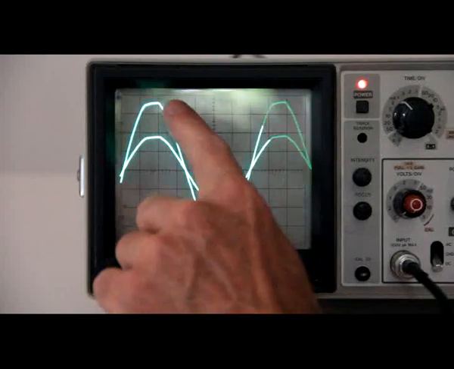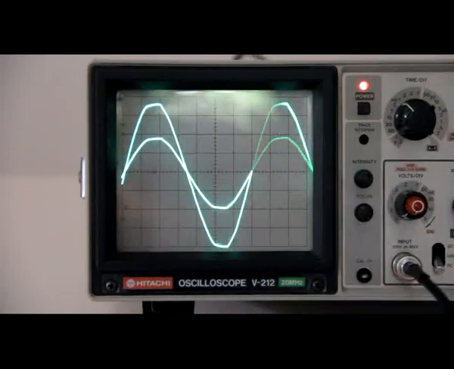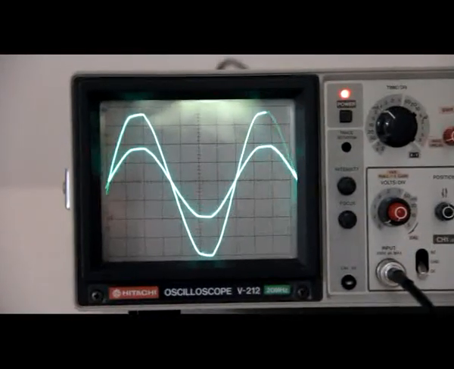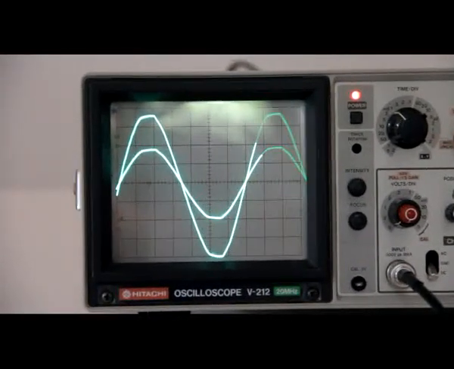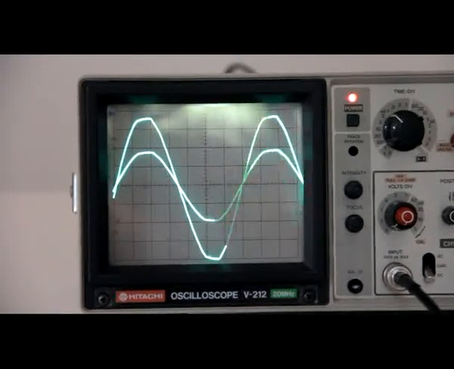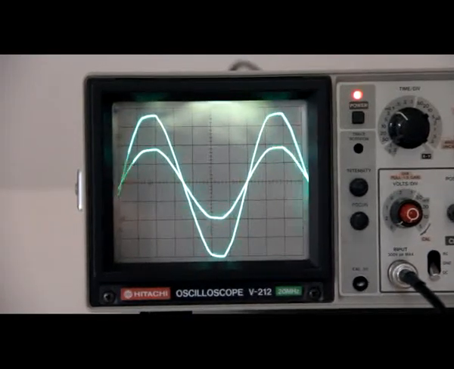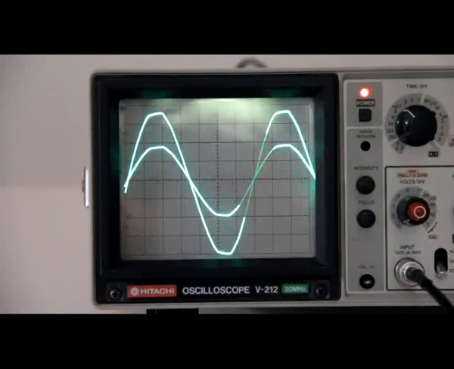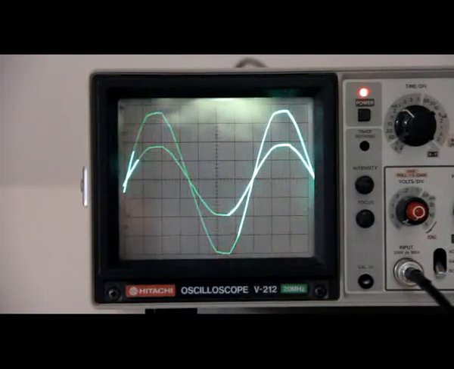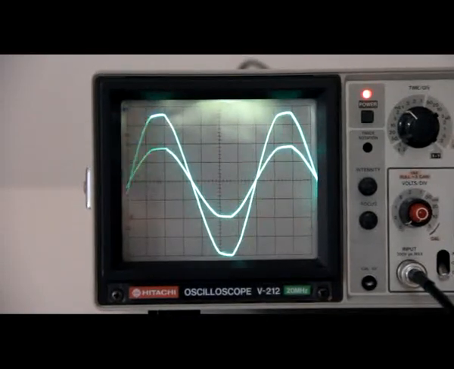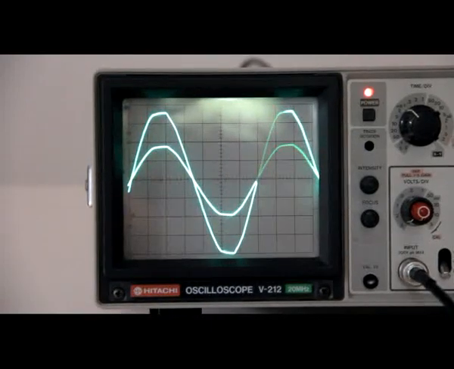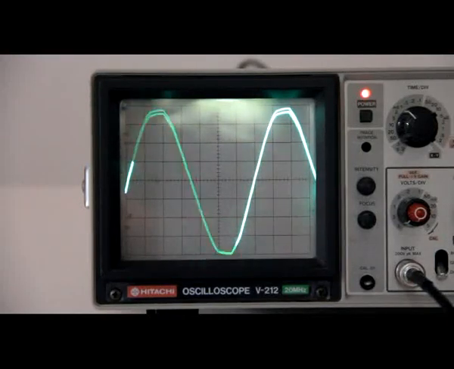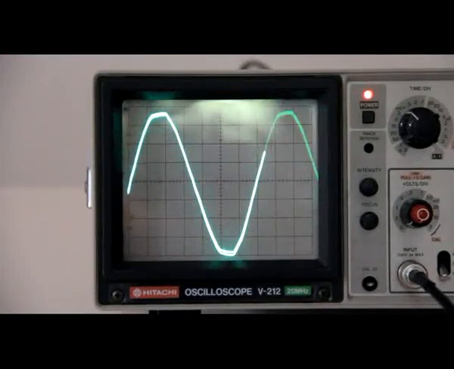The primary has 600 turns and the secondary with 300 turns, so it's no surprise, as we all know, to see that the secondary voltage is half of what the primary voltage is. The sensitivity on the oscilloscope is the same for both channels. They're not out of phase, they're in phase. And what's more, if I adjust the sensitivity of the oscilloscope so that we can make the two waveforms the same size, you can see that within a whisker they're the same.